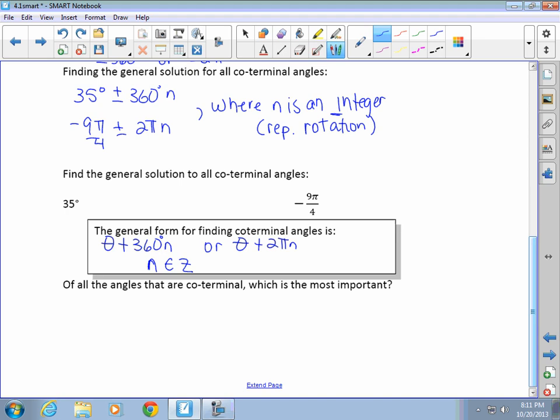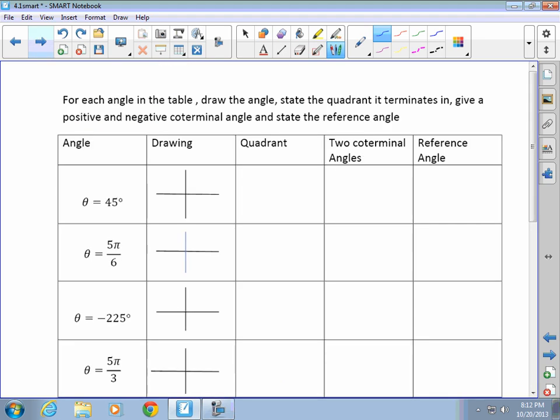Of all of your angles which are coterminal, which is the most important? Well, your 360 or your 2 pi is the most important because that's what you're going to make all of your comparisons to. Okay, so this next part here on the table is just for you to go through and draw them in, give 2 coterminal angles, and the reference angle is just the angle that you are doing the comparison with.